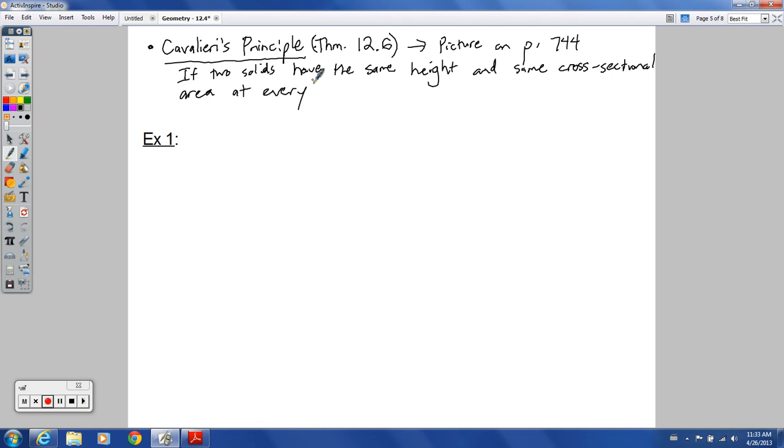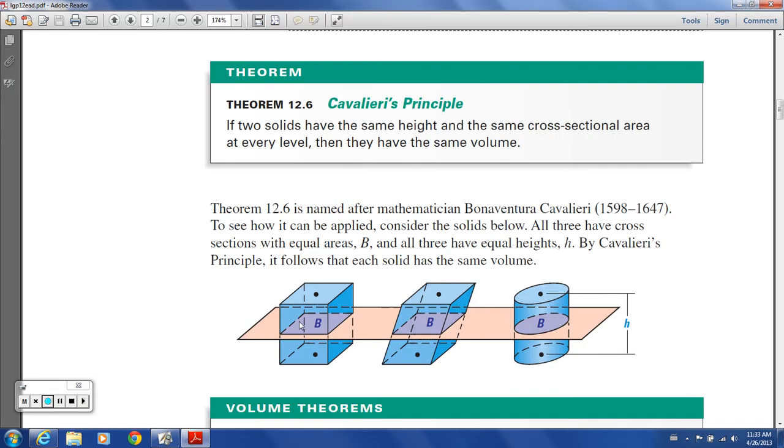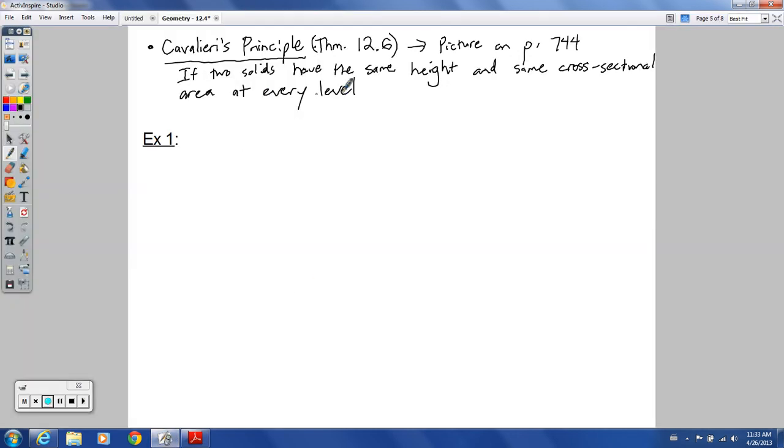At every level, we'll say. So going back to the picture here, saying this would be the same cross-sectional area as the top, any level you pick, maybe right here, maybe down here, the bottom. All these cross-sectional areas would be the same as you went along there. Then they have the same volume.